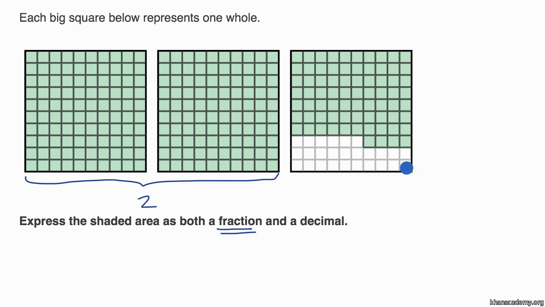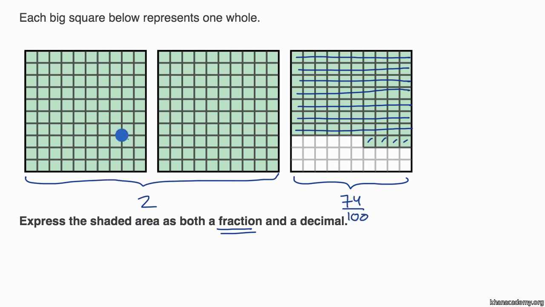And how many of these hundredths are filled in? Well, let's see, you have 10, 20, 30, 40, 50, 60, 70, and then you have 70, 1, 2, 3, 4. We can see that 74 of the hundredths are filled in. So as a mixed number, this whole thing would represent 2 and 74 hundredths.